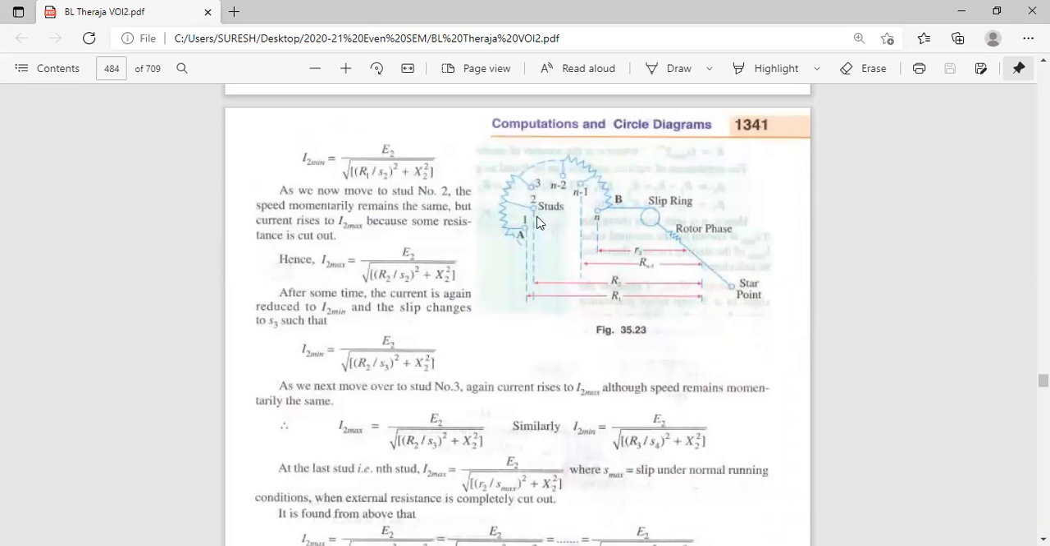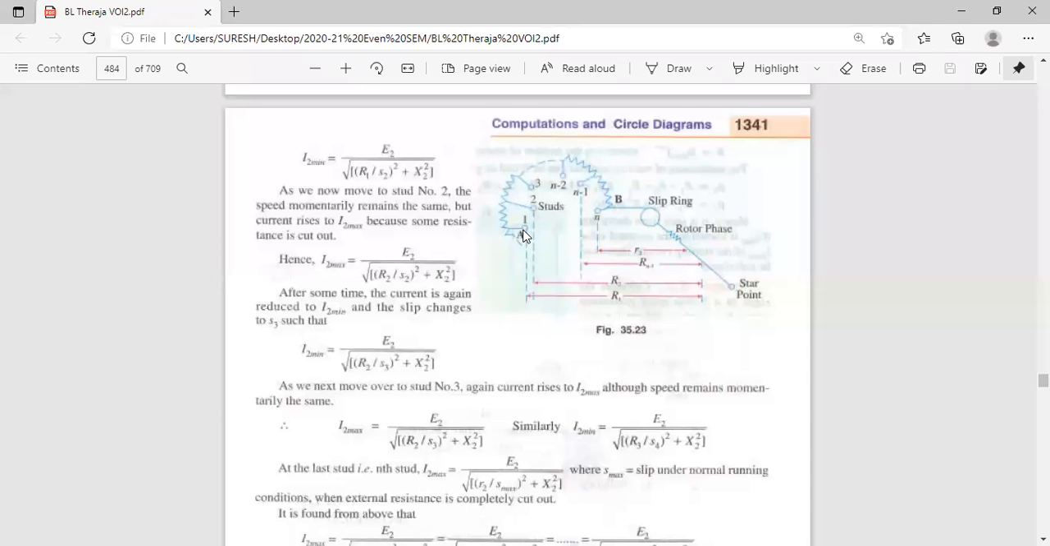See, this is the external rheostat. We are connecting it through the slip ring. AB is the external rheostat. From A to B, this is the entire rheostat. How many steps are there? 1, 2, 3, n minus 2, n minus 1, n. How many steps are there in the rheostat? Full n steps, with dots in between.